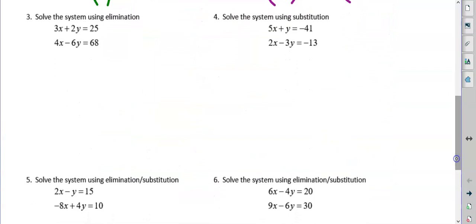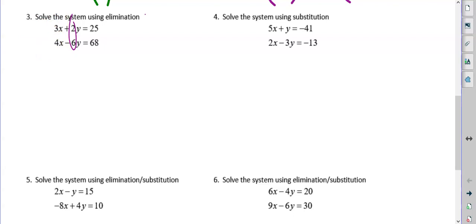Solve the system using elimination. All right? Elimination means I need to eliminate one of the variables. So I need to find out 3 and 4, a common number, or 2 and 6, a common number. So for x, I would need negative 12 and positive 12, which would mean multiplying this by 4 and this by 3, and one of them would have to be negative. Doesn't matter, as long as I get negative 12 and positive 12. That's one option, and it's a perfectly fine option.